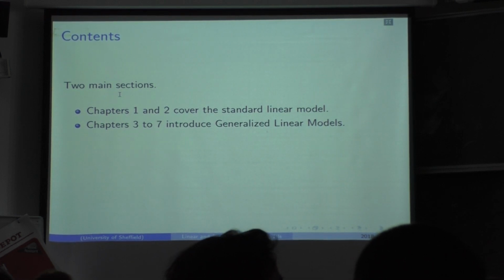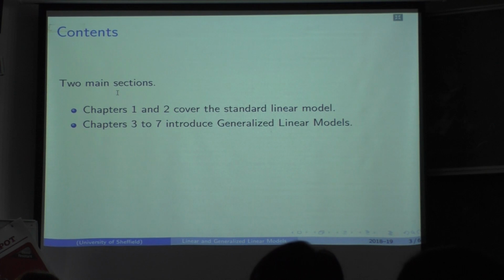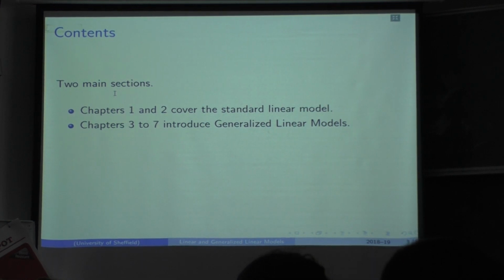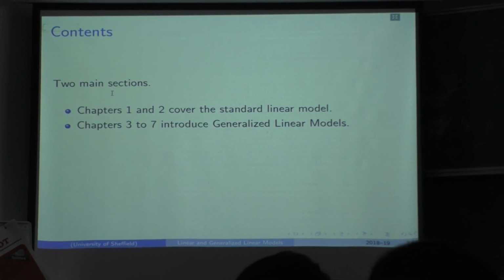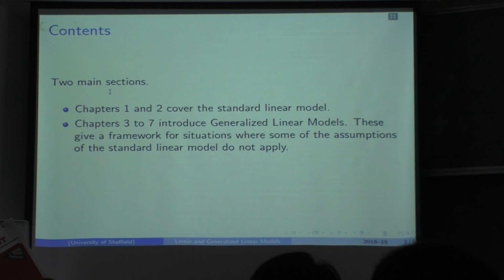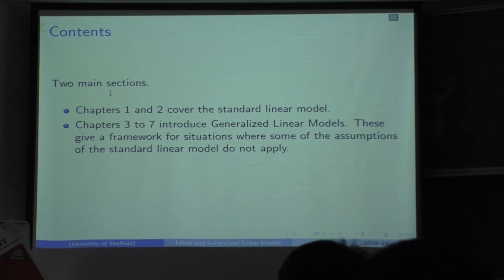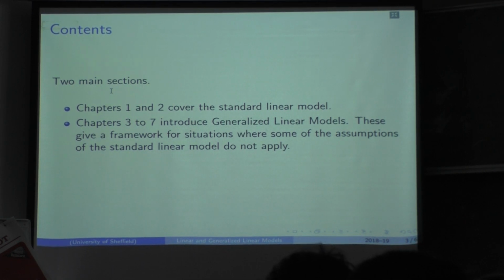Then chapters 3 to 7 introduce generalised linear models. Generalised linear models are a family of techniques which we use for frameworks where the standard linear model does not work, so the assumptions that we want to have for a standard linear model simply cannot be justified. Section 3 to 7 introduce those. Specifically, the general framework is covered in chapter 3, and then chapters 4 to 7 cover various specific examples of techniques which are in that family.